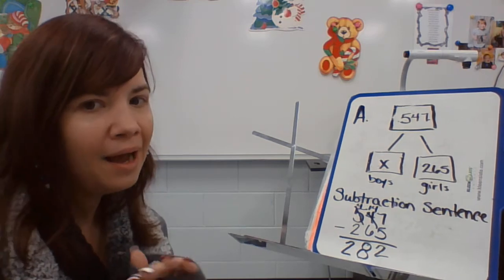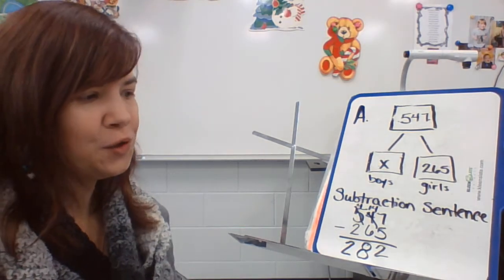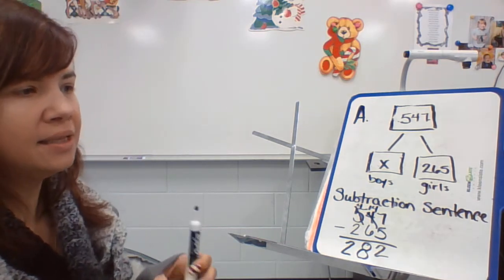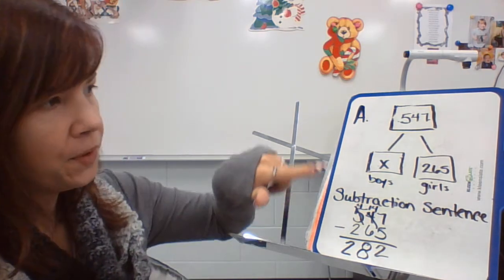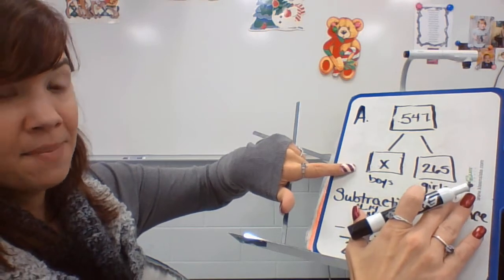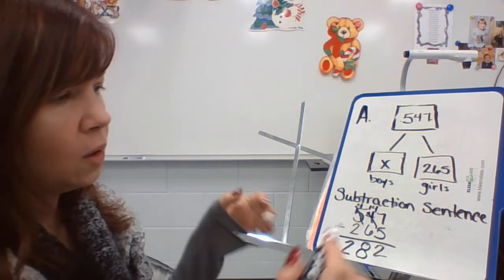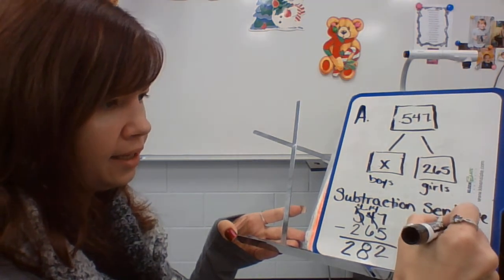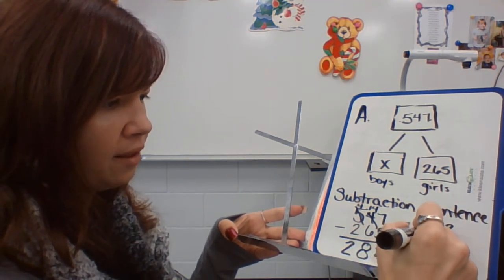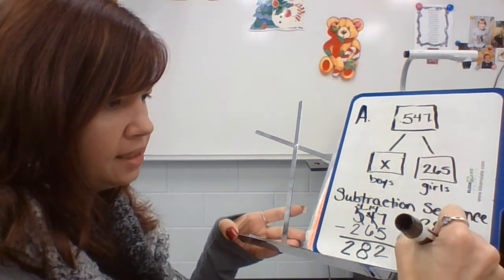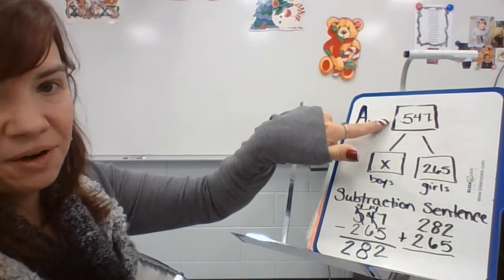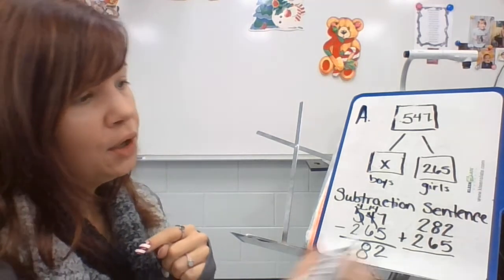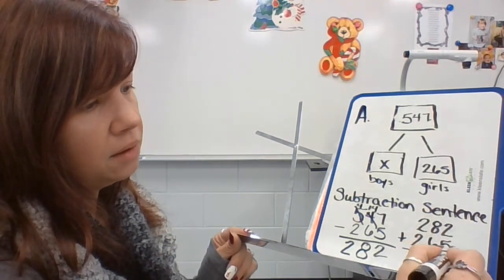Now, before I write that down, I'm not just going to assume, I'm going to check myself. And if you guys haven't done this, it's a really helpful thing. I'm going to take my 2 parts and add them back together to see if they equal this whole. So the answer I got was 282. I'm going to add the part I know and see if I get this 547. So I'm going to work backwards to check myself. 2 plus 5 is 7.